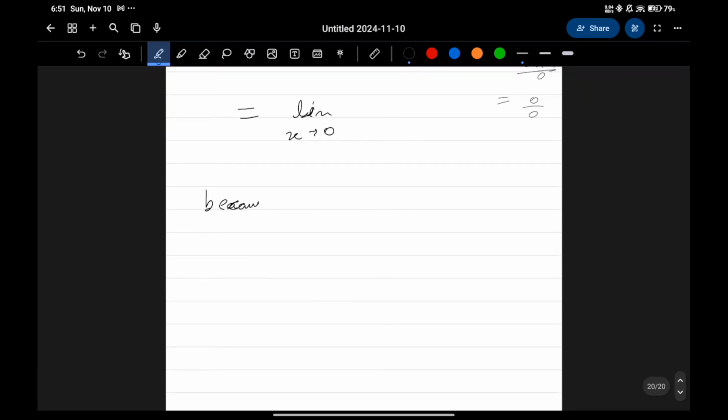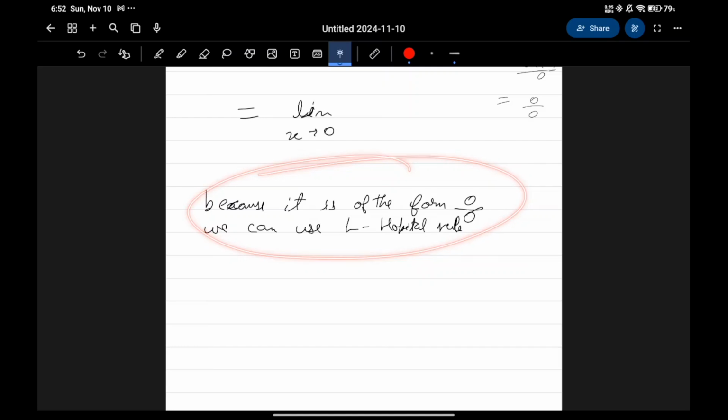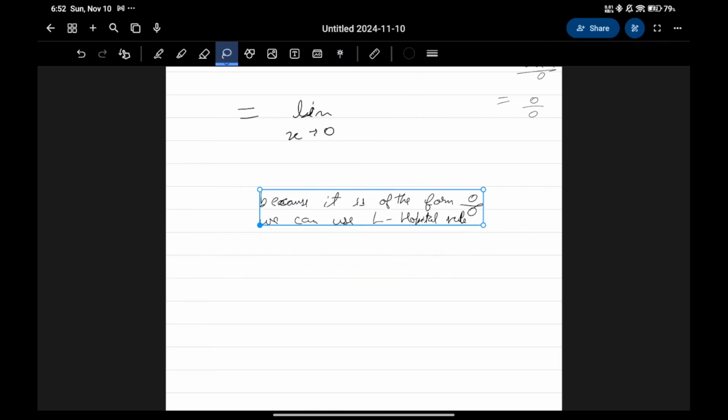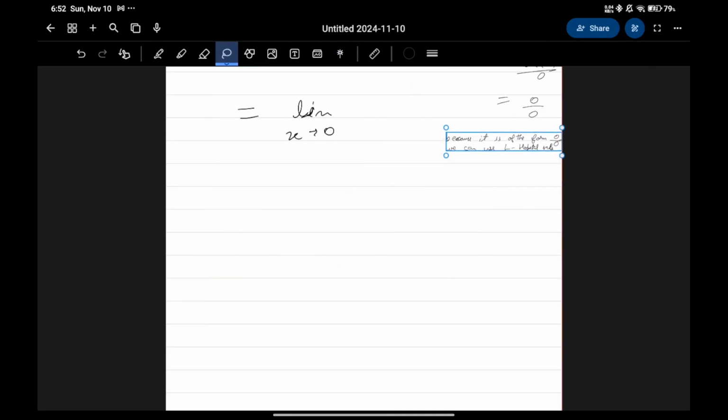because it is of the form 0 over 0, we can use L'Hopital's rule. Sorry, my handwriting is not good. I'm a CS guy, I do more of typing. We can use L'Hopital's rule. Write this whenever you encounter that, and then use L'Hopital's rule. Okay? Alright, let me keep that on the side.